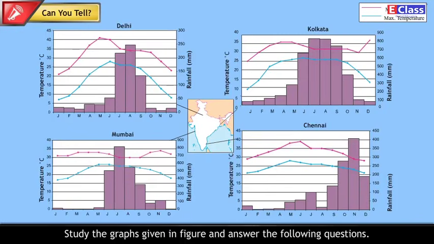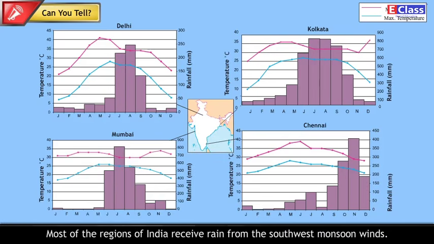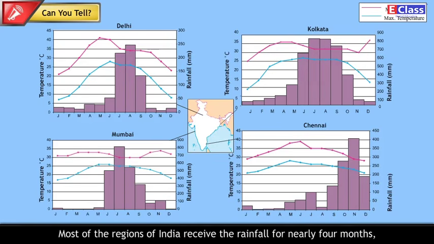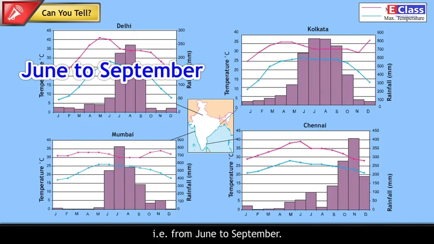Study the graphs given in the figure and answer the following questions. What difference do you find in the rainy seasons of Chennai and other cities of India? Why? Answer. Most of the regions of India receive rain from the southwest monsoon winds. Most of the regions of India receive the rainfall for nearly 4 months, that is, from June to September.